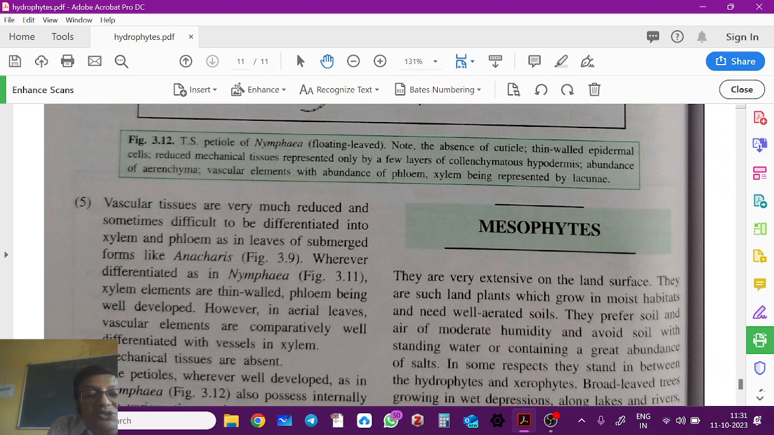Okay, the vascular tissues are very much reduced. They don't need vascular tissues. Why? The water is right there, so what is the need for xylem and phloem in leaves? Water is easily available. Mechanical tissues, all the points are basically the same. Okay, if you learn one, you can write the same for leaf, the same for stem, the same for root. All the same.